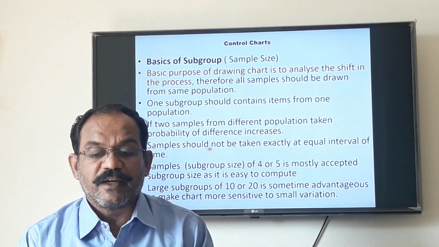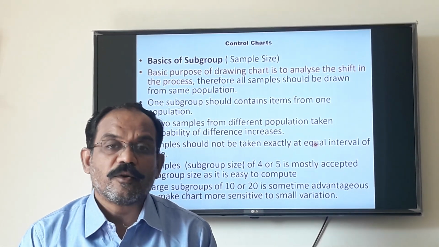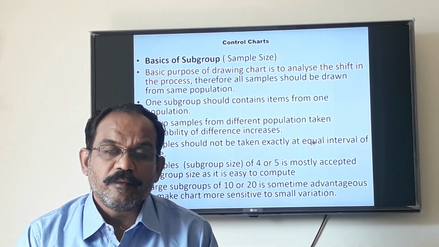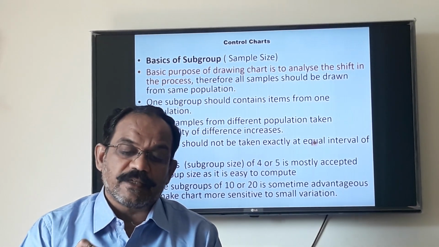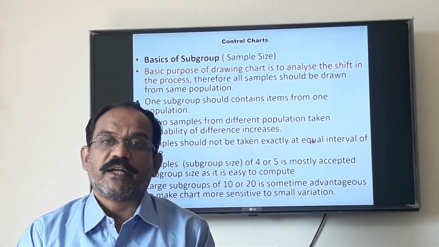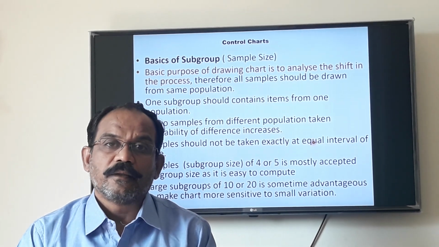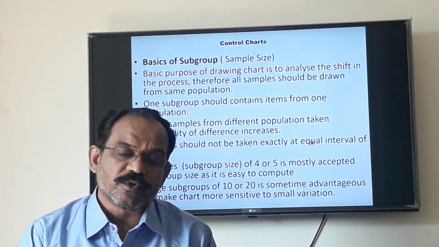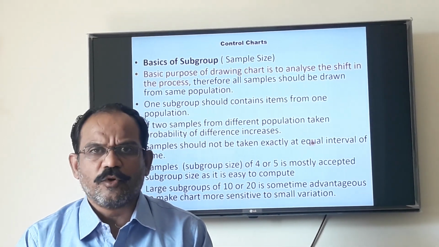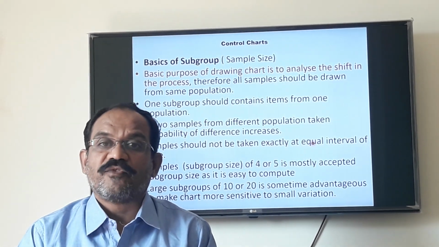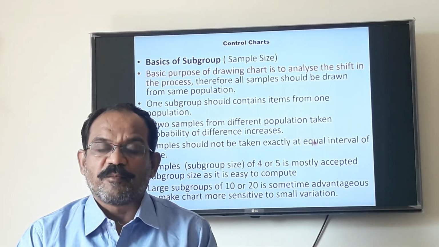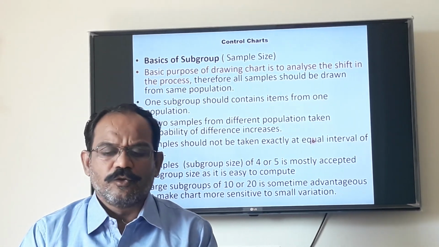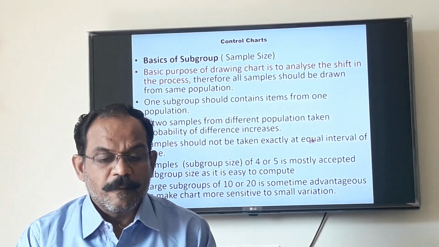Samples should not be taken at exactly equal intervals of time. Suppose you are taking a sample at 10 a.m. daily, then because of the environment change, the process change, and many other factors, you may find the same results. So samples should be taken at, say, 9:50 or 10:25, like that. You must change your interval.